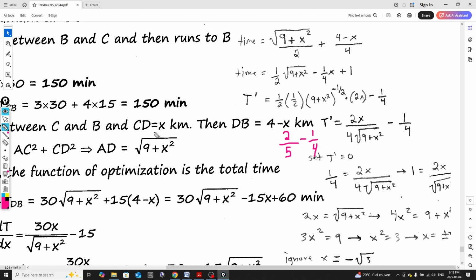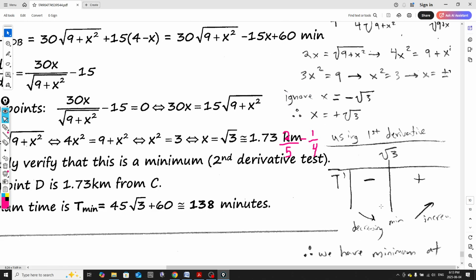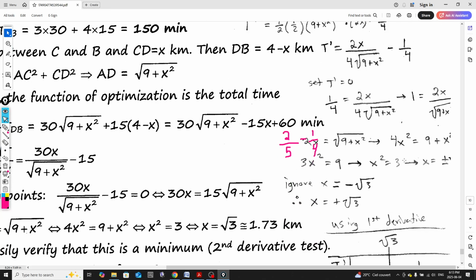That means that it's positive. Doesn't matter what that answer is, but it's positive. 2 over 5 is bigger than 1 over 4, so t prime is positive. That means that it's going to be going up, so it's increasing. Okay, so there you go. We just showed that we get a minimum at x equals square root of 3.